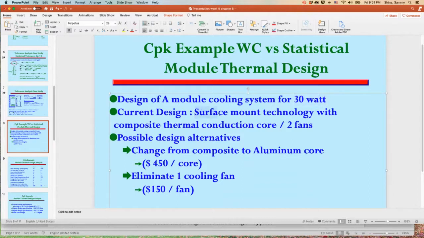Right now, they use surface mount technology components with a composite made of thermal conduction and 2 fans in the unit. So essentially, you have an electronic unit in the cockpit of an airplane, and you need to take the heat out of the electronics. They use a composite core, which takes away the heat, with 2 fans in the box.